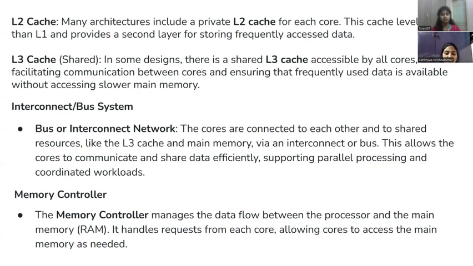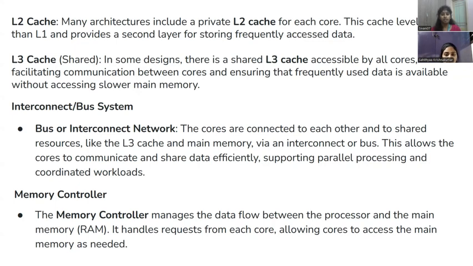All the cores in the processor, along with the shared resources like the L3 cache and the memory controller, connect to an interconnect network or bus system. This network allows the cores to communicate with each other and with the memory subsystem efficiently.